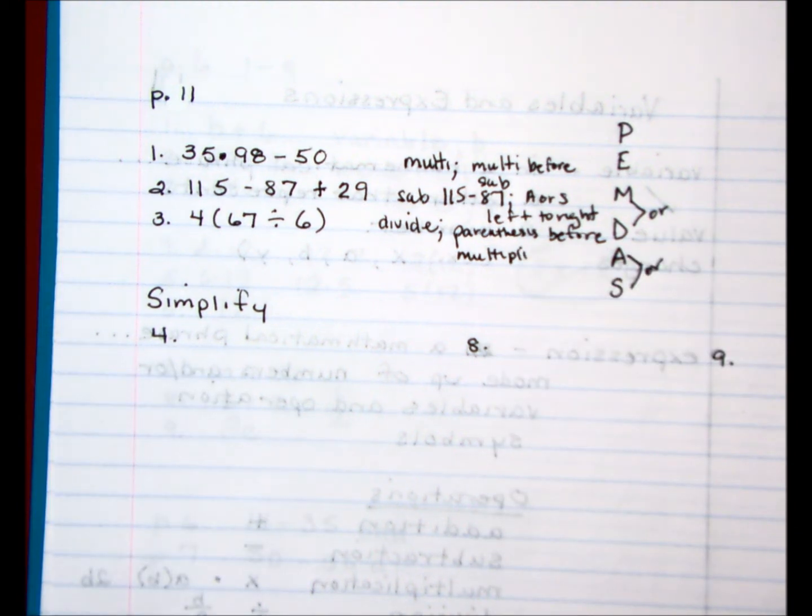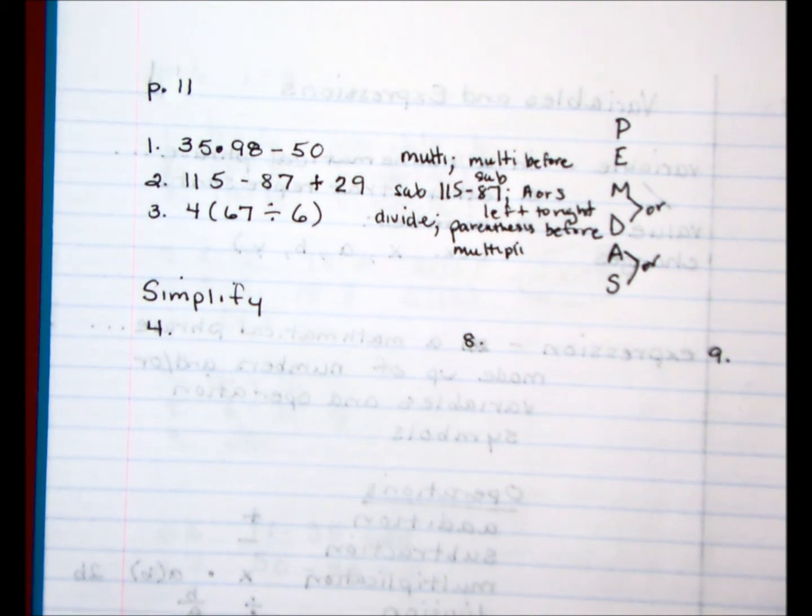Now, in the second part, it asks you to simplify each expression. So that means that we're going to work them out. I'm going to do 4, 8, and 9 with you. And you can do the rest on your own, because I want to just review some of the highlights.